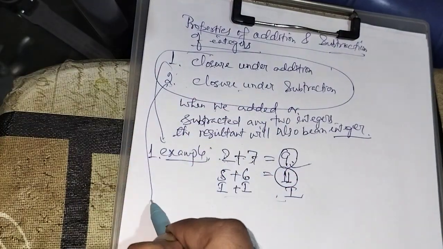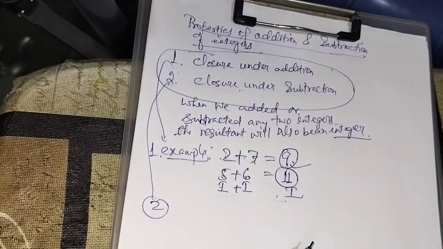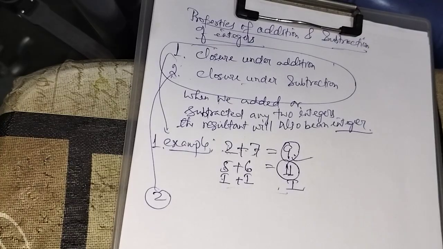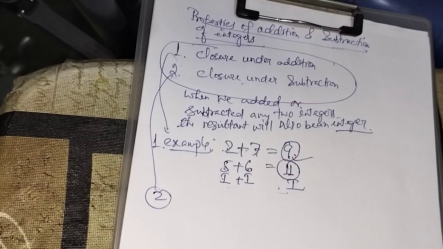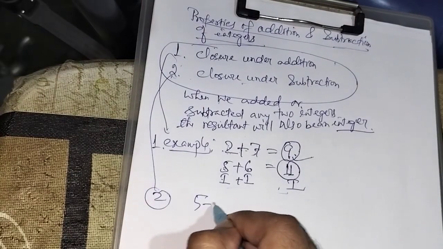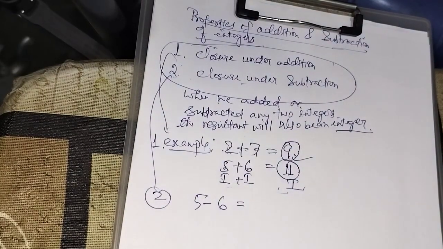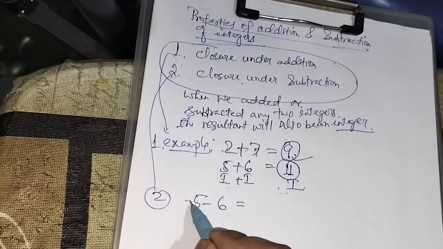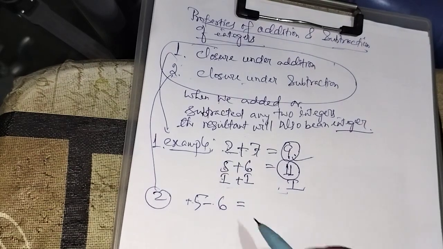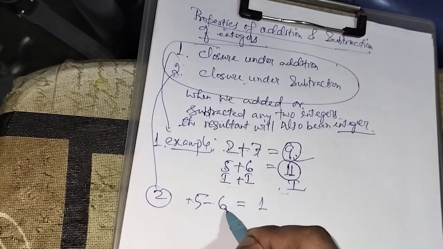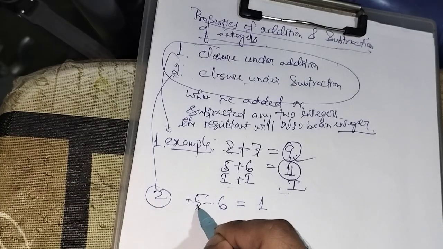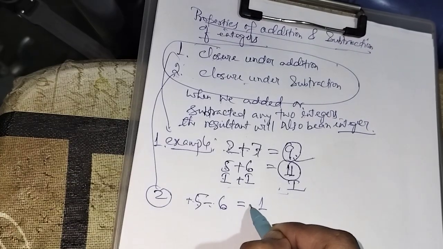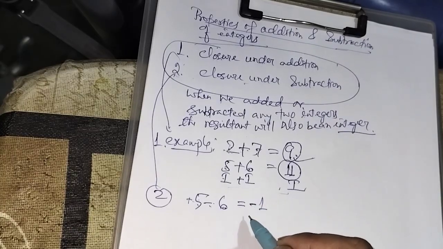Now closure under subtraction. When I subtract any two integers, the result will also be an integer. Suppose 5 minus 6. 6 minus 5 is 1. 6 is greater than 5, the sign of 6 is minus, so we take minus. The bigger number's sign we will take.